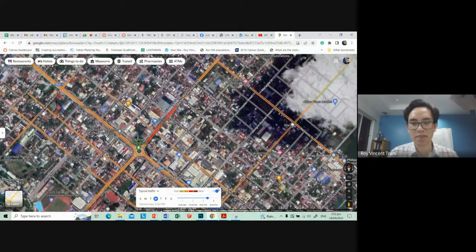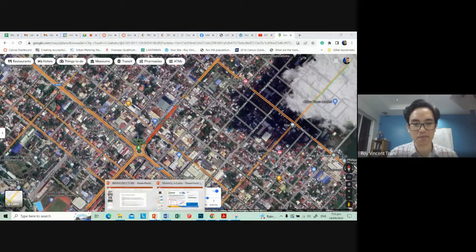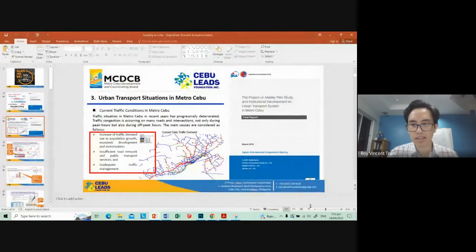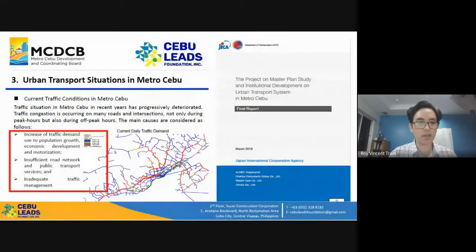So what do we do about that? So I'll go back to my slides over here. So just a summary, when there's increased demand due to population growth, there's congestion, and congestion happens when there's inefficient road network and public transportation services, and also inadequate traffic management.